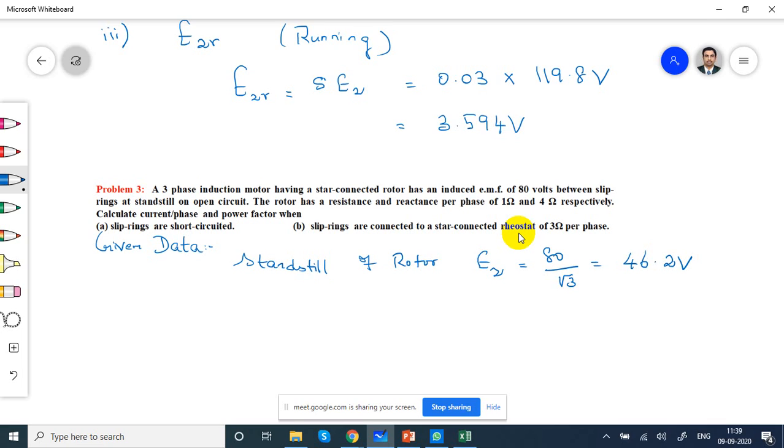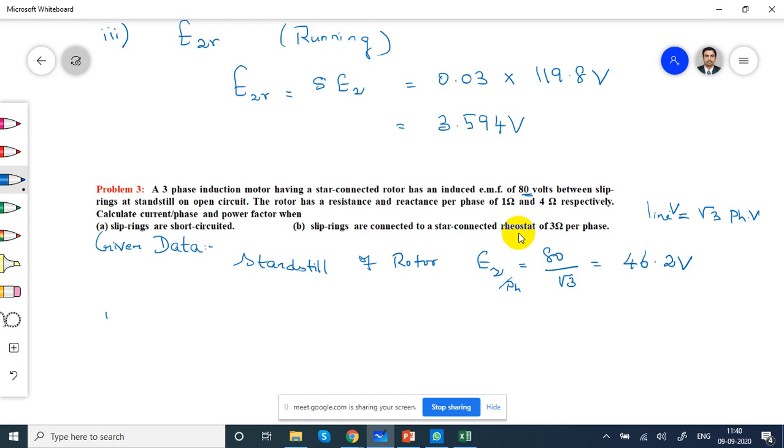Because a machine will be connected in star connection. In star, line voltage is equal to root 3 into phase voltage. So line voltage only is available in your question, 80 volt, it will be a line voltage. Divided by root 3, you will get phase voltage E2. This is the standstill rotor induced EMF per phase. 80 divided by root 3, you will get 46.2.